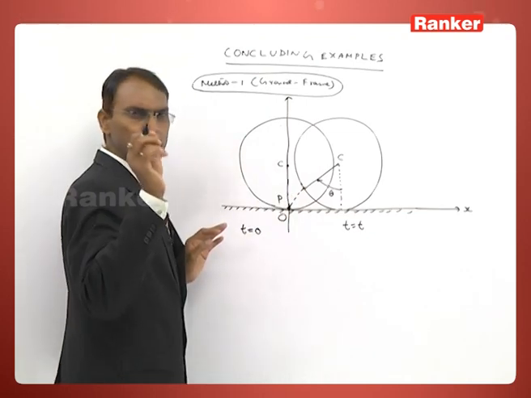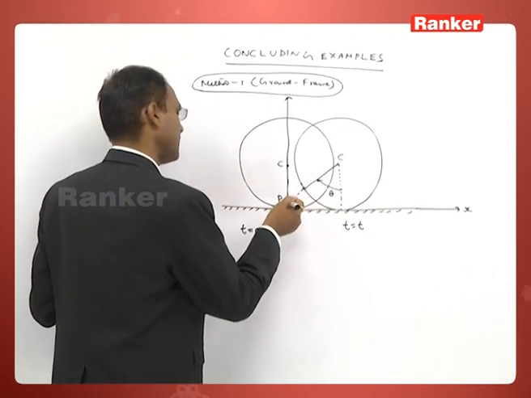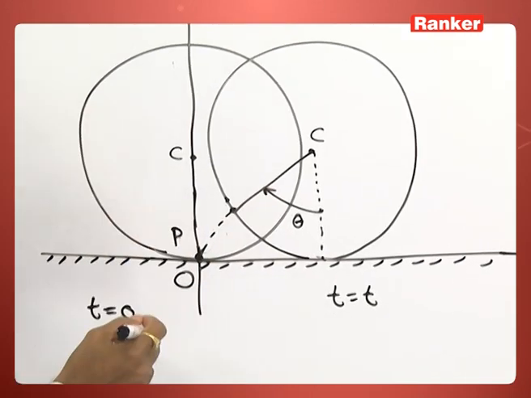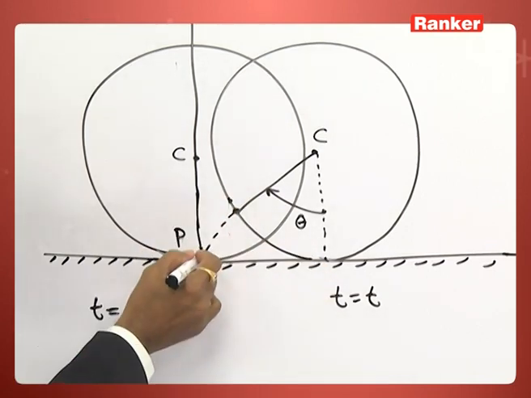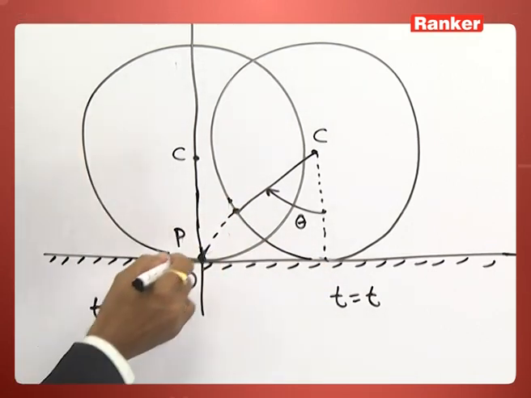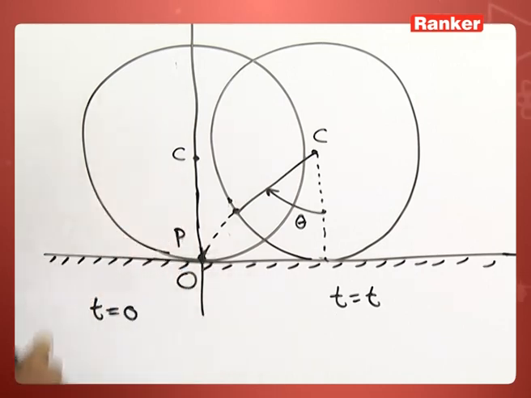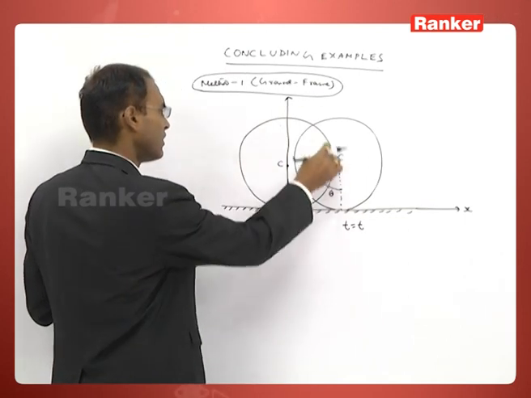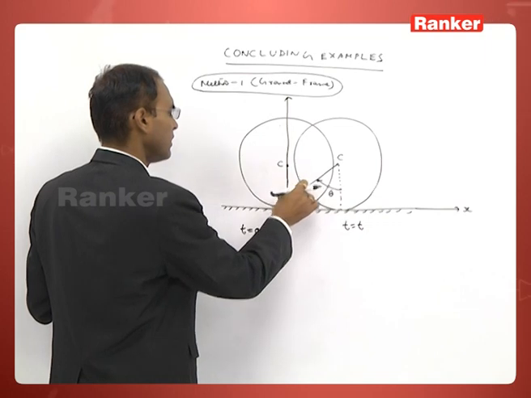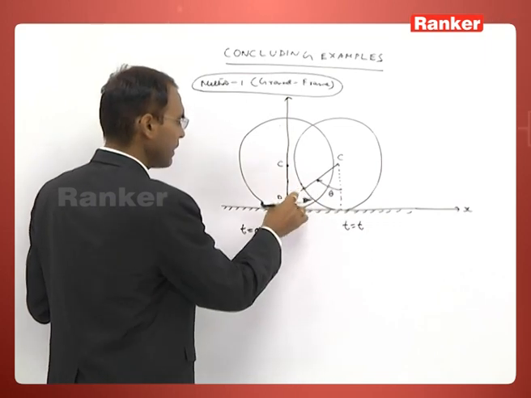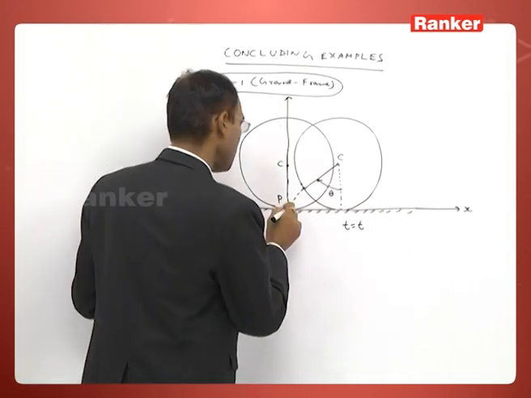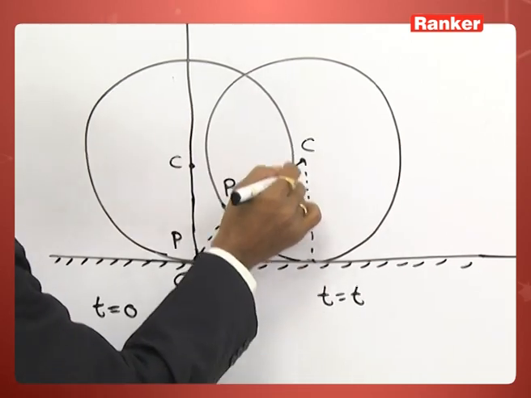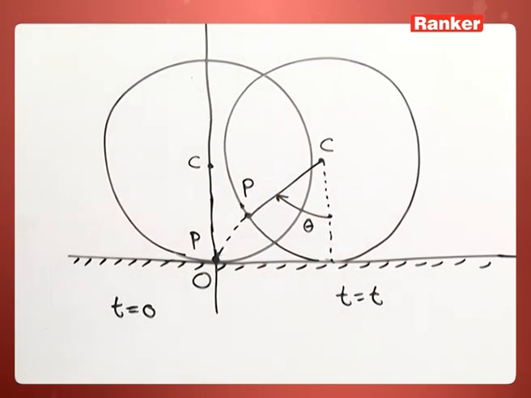You can imagine the point P as an ink mark. You just press the nib of your pen at the bottom of the cylinder, and you get a mark. Let this mark be P. As the cylinder rolls, this mark moves in a particular curve given by the dotted line. This point P moves from this position to this position. While doing so, it revolves through an angle theta with respect to the center of the cylinder.